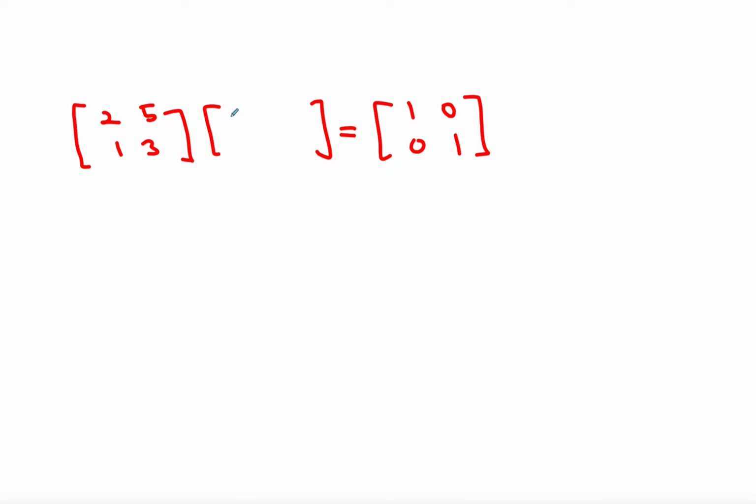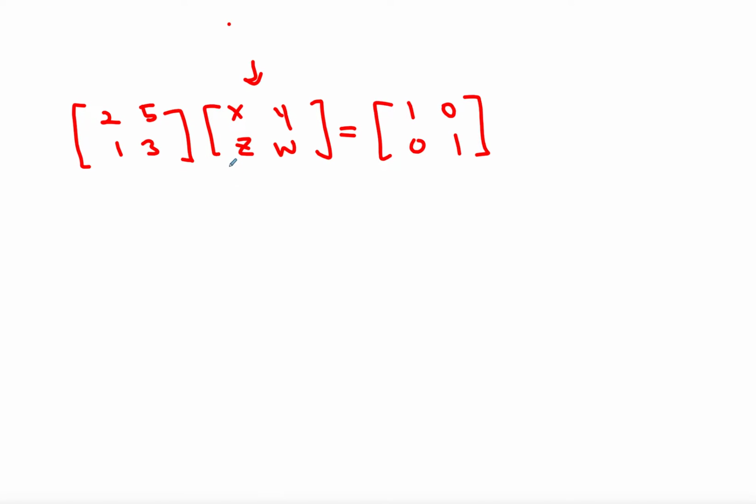I don't know what that is. I'm going to call this one x, y, z, w. Maybe I'll just give you a little bit of time to think about this one. Can you find a matrix where when you multiply by this matrix, it would become the identity matrix? So we can call this one the inverse of this matrix.